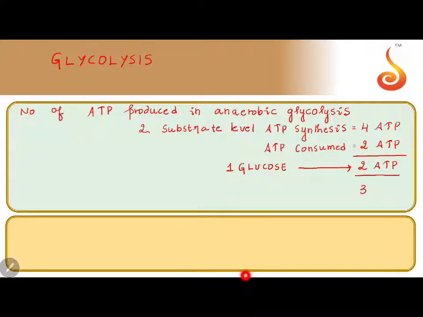So to get 38 ATP, how many glucose molecules? So 38 by 2, that is equal to 19 glucose molecules in anaerobic glycolysis will give 38 ATP, because one glucose molecule in anaerobic glycolysis gives 2 ATP. The word anaerobic is the catch in the question.